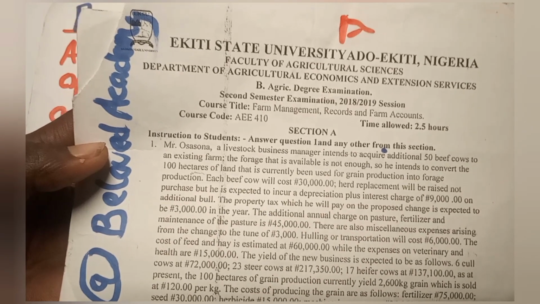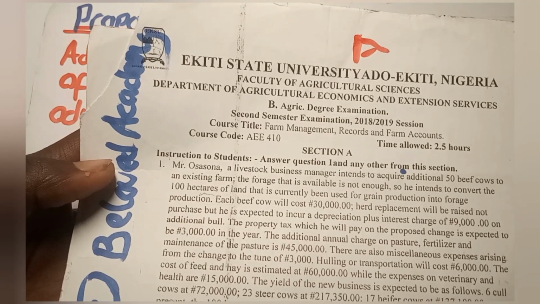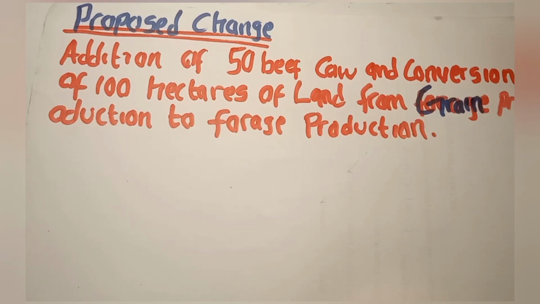In our partial budgeting, we always have 2 tables, and these 2 tables comprise the additional cost. The first column comprises additional cost and reduced income, and the second one comprises additional income and reduced cost. What is additional cost? Additional cost is the cost that the farmer or the entrepreneur will be incurring as a result of changing from one enterprise to another.